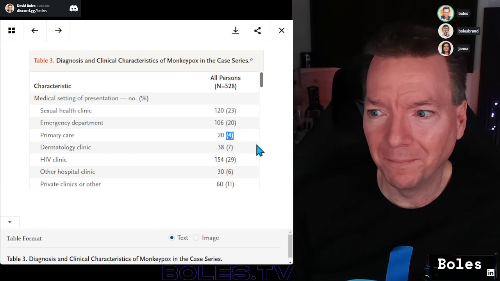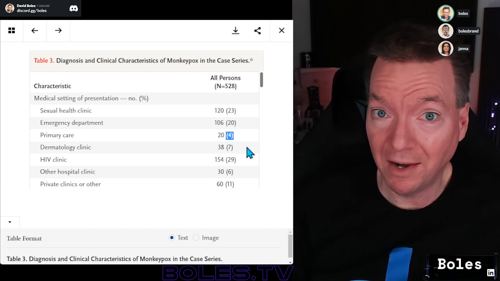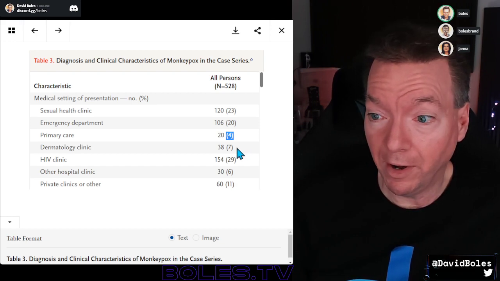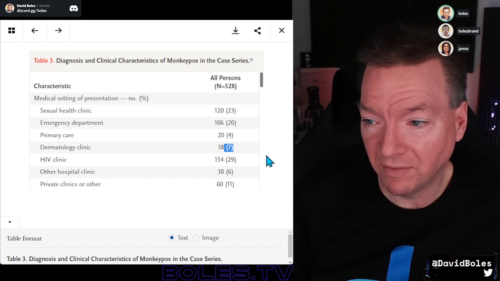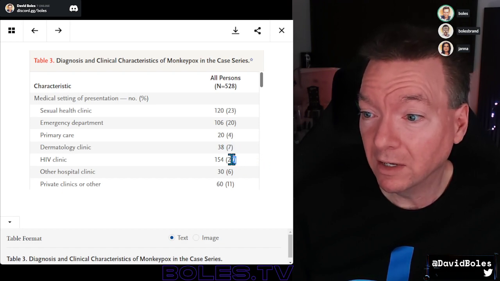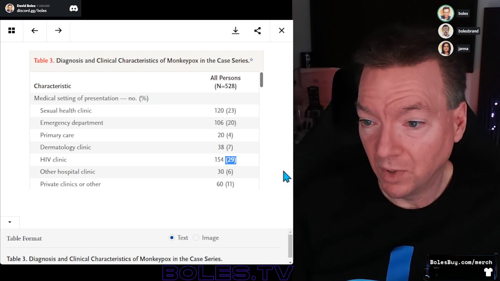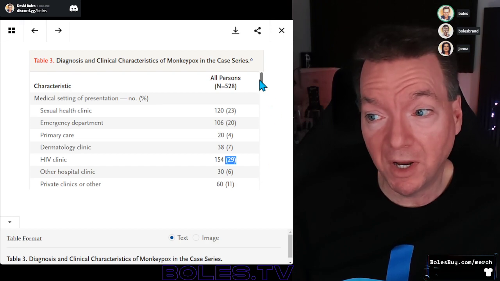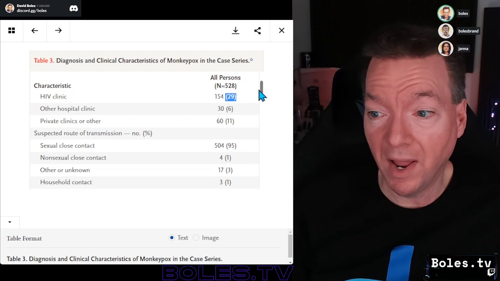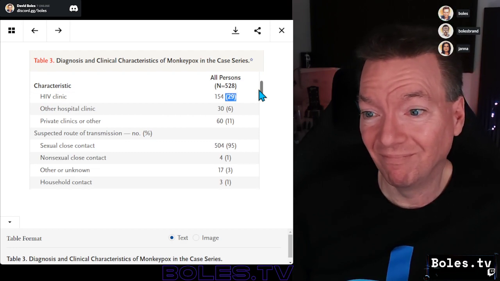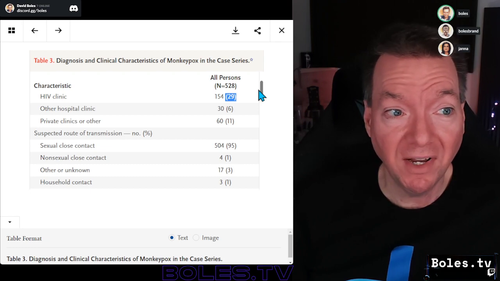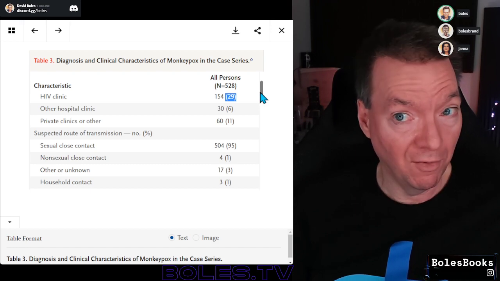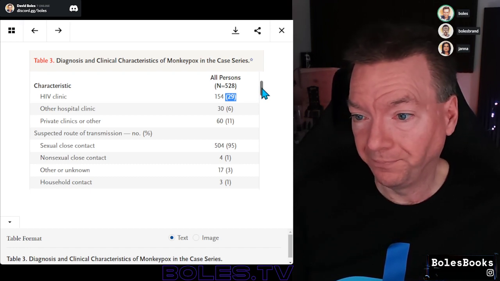So they don't go to their primary care doctor and say, "What is this?" They prefer to go to a health clinic, which maybe tells you the status of the people, the economic status of the people who are getting infected. They can't afford primary care. Dermatologist is 7%. An HIV clinic, which is very interesting, 29%. And that sort of makes sense, because if you're a gay man and you have HIV or AIDS, you're probably going to a HIV clinic to get medication or help or understanding. And it's natural to say, "By the way, I've heard about this monkeypox thing. What does it look like to you?"